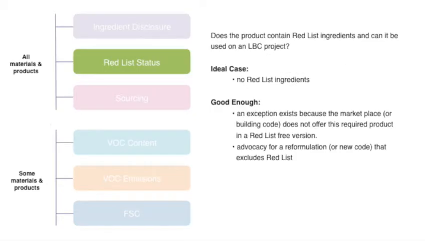The red list is a compilation of worst-in-class chemical families commonly found in building materials. The red list status is a determination about whether a product A, contains red list ingredients, and B, whether the product can be used. Ideally, a product contains no red list ingredients at all, but because the marketplace and building codes do not always provide or allow red list free products, LBC has many exceptions to the ideal case.